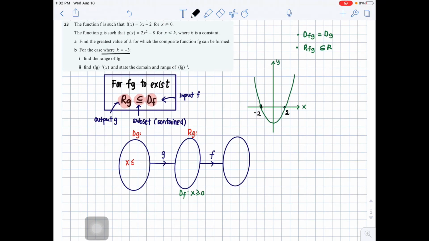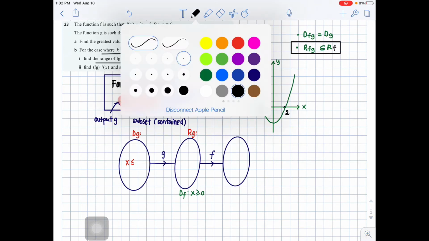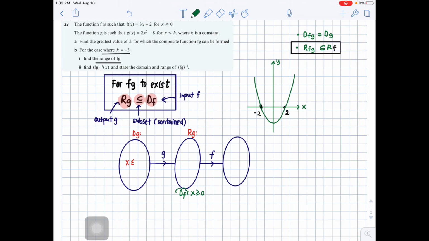k is equal to negative 3 and we have to find the range of the fg. So I wanted to bring your focus here. If you want to find the range of fg, it says that the range of fg is a subset of the range of f. So where is the range of f? Okay, come down here. See, you have the domain of f and then of course you're going to get the range of f over here. The rule says the range of fg is inside or contained within the range of f. So let's try to draw this just for illustration purposes.